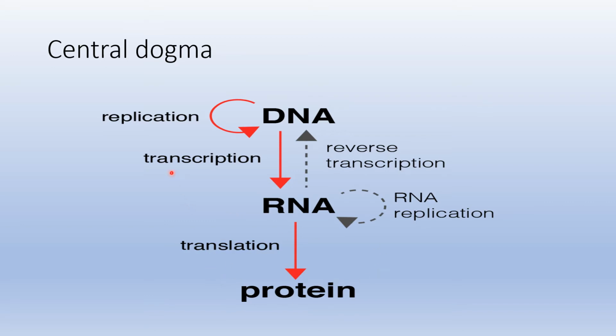Replication, transcription, and translation are the three main processes used by cells to maintain the genetic information and to convert the genetic information encoded in DNA into gene products.